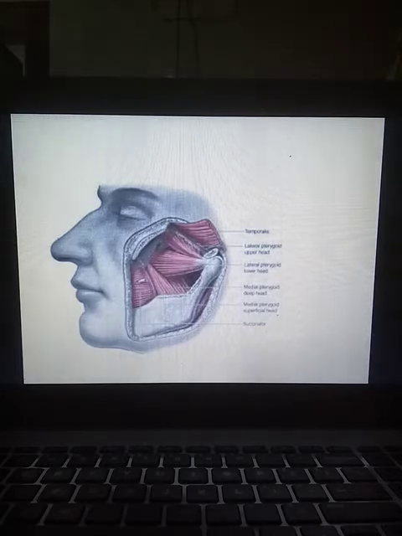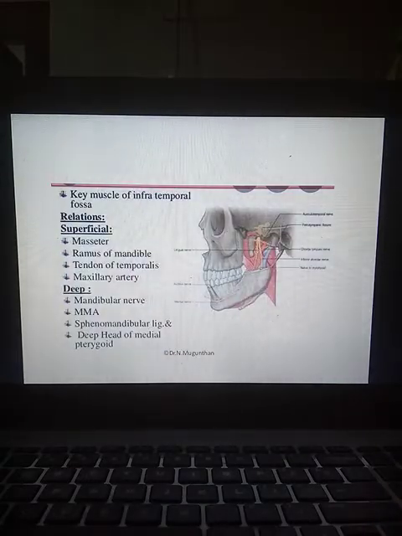It is supplied by the nerve to the medial pterygoid, which comes from the main trunk of the mandibular nerve. Fine. Again it elevates the mandible and helps in the protrusion of the mandible. Then you have the lateral pterygoid muscle. We will be talking about the relations of the lateral pterygoid muscle. This lateral pterygoid muscle is the key muscle of the infratemporal fossa.